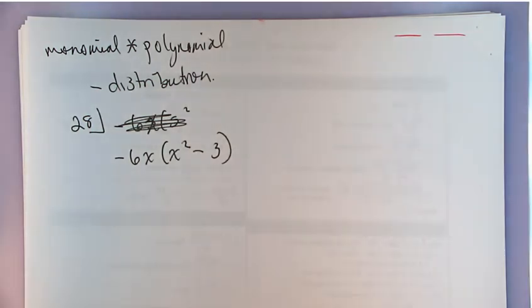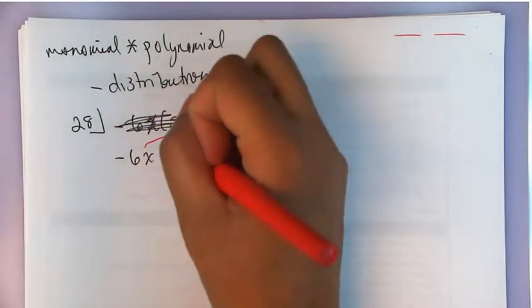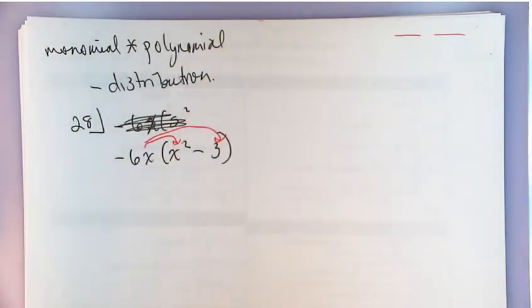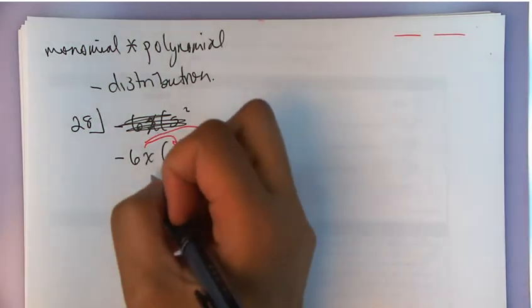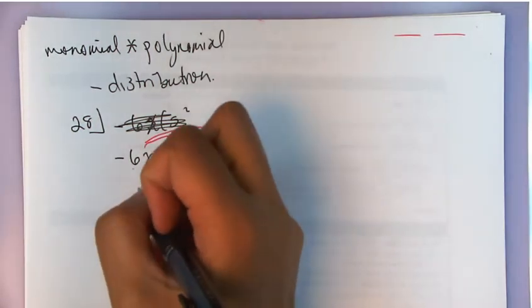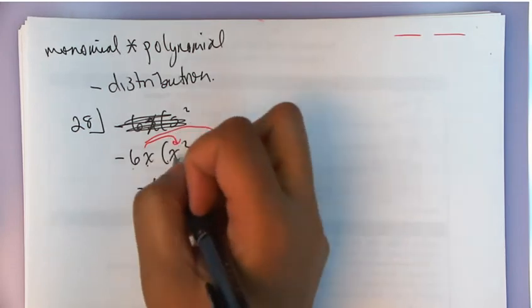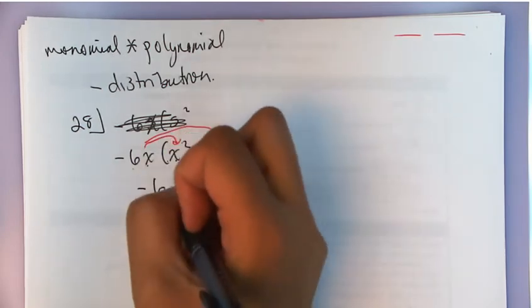So I'm going to draw my arrows because I like to draw arrows to make sure I don't forget to do both of them, because some of us like to multiply the first one and not the second one. So negative 6 times 1 is just a negative 6. X times x squared, remember we add exponents, so that becomes x to the third.